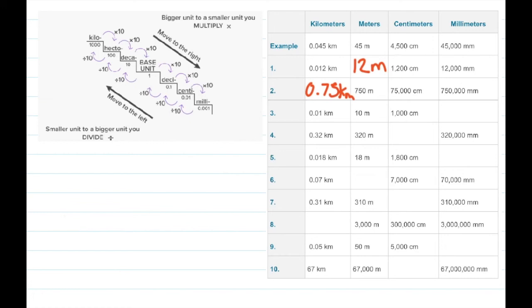Okay, now we have number 3. We need to go from centimeters to millimeters. So to make that conversion, I need to again find the centimeters in the chart and then the millimeters. Centimeters is just right here and millimeters is just right here. So I'm making one jump, moving to the right one time. And if I'm moving to the right, I need to multiply times 10. When I'm multiplying times 10, I'm pretty much just adding a 0.